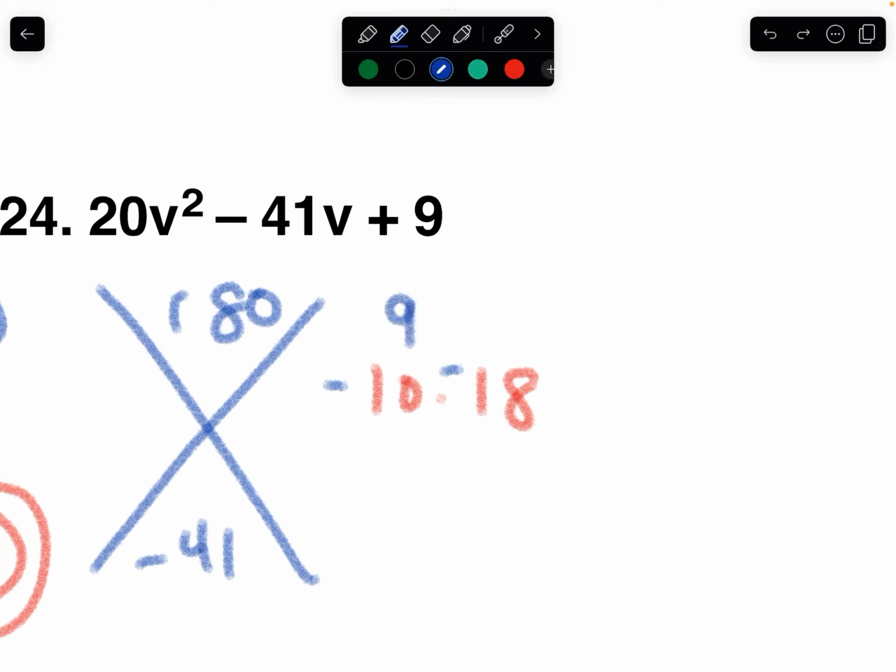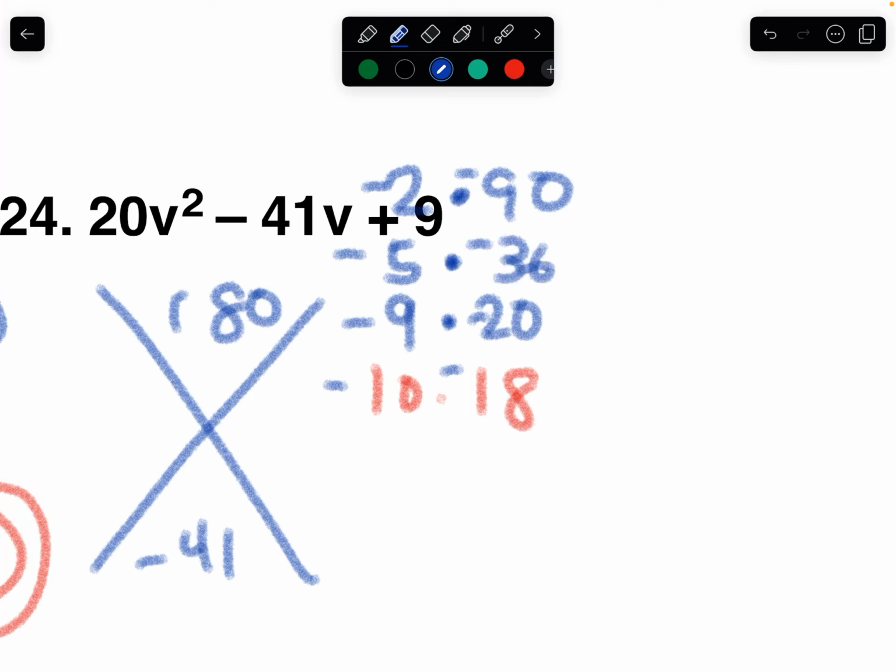Bigger means I'll try 9. 9 times 20, that's 29 only. I need more than that. Let's say 2 times... what? 90? That's way too much. Okay, 5. 5 can go in there. 180 divided by 5 is 36. Oh yeah, that gets you negative 5, negative 36. And then do it by grouping.